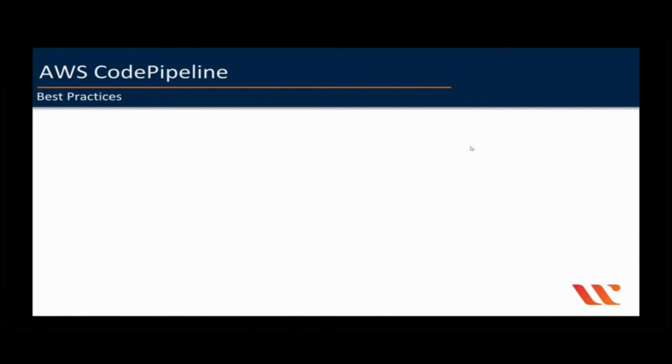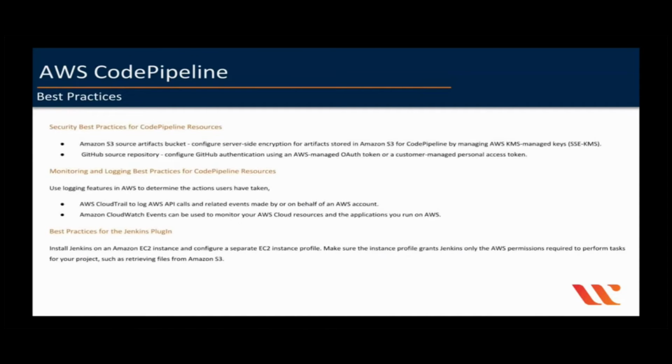There are a few best practices listed in the AWS documentation for CodePipeline, so I have listed them here. For CodePipeline resources, when we are using an Amazon S3 source artifacts bucket, the best practice is to configure server-side encryption for artifacts stored in S3 for CodePipeline by using AWS KMS managed keys, which is SSE-KMS, to keep the artifacts secure. Also, make sure you secure the bucket using the required bucket policies.